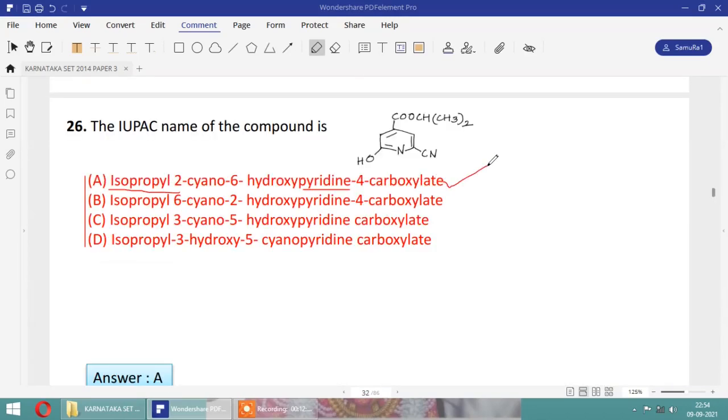The IUPAC name of this compound is isopropyl 2-cyano 6-hydroxy. This is 1, 3, 4, 5, 6. 6-hydroxy pyridine 4-carboxylate. Option A was correct.